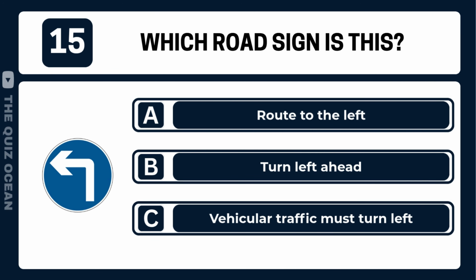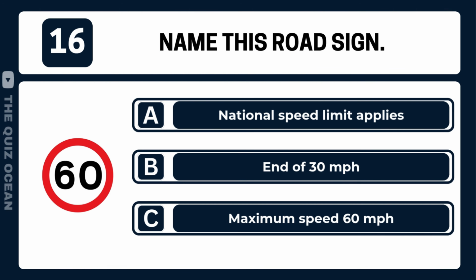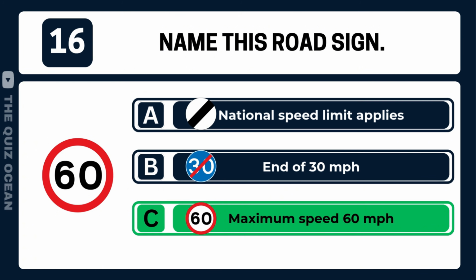Which road sign is this? The answer is B, turn left ahead. Name this road sign. The answer is C, maximum speed 60 miles per hour.